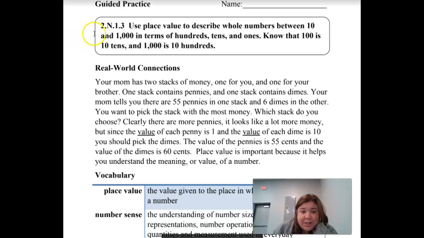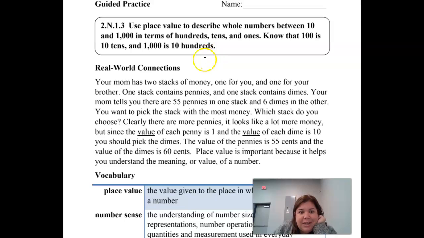This week we're working on 2.N.1.3. Use place value to describe whole numbers between 10 and 1,000 in terms of hundreds, tens, and ones. Know that 100 is 10 tens and 1,000 is 10 hundreds.